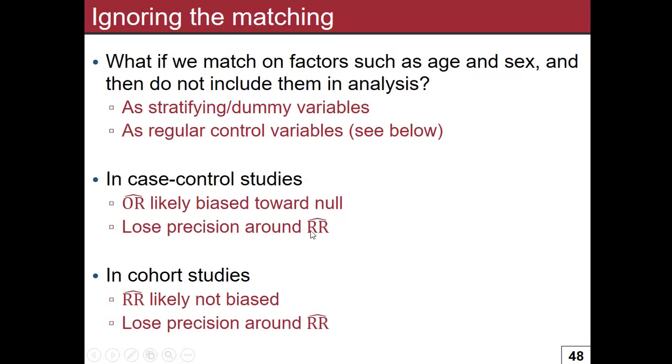This is supposed to say odds ratio. You might lose precision as well if you don't control for the matching factors, the variables. In a matched cohort study, you lose precision by not controlling for the matching factors. So if you ignore the matching, you're going to get a downward biased estimate in the case control study, and you're going to lose precision in both designs.